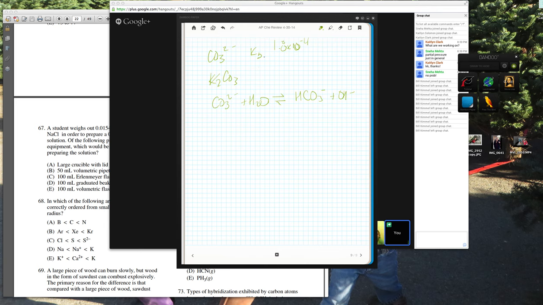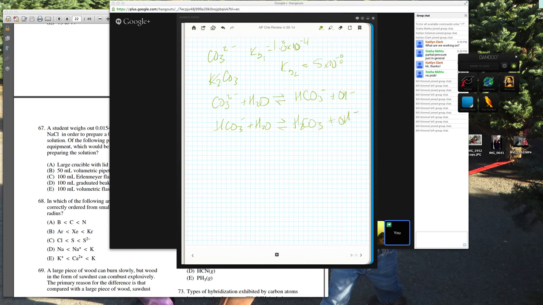When it says KB like this for the CO3 2-, you should probably think of it as KB1. And then there's a KB2, which is probably equal to something like 5 times 10 to the negative 8th or something like that. Because then the HCO3- combines with water to form H2CO3 plus OH-.